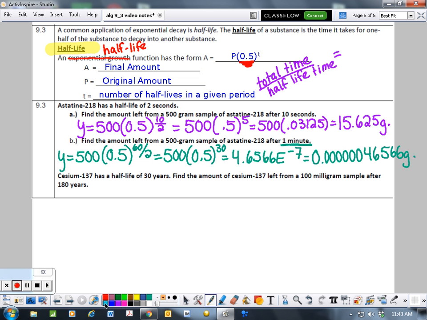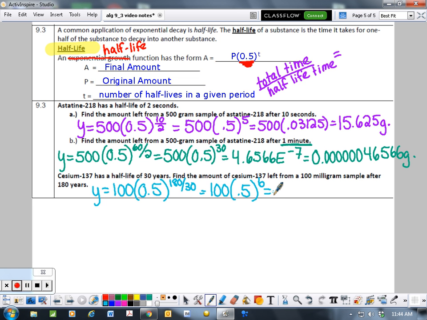So let's look at our next one, our last one for today. Cesium-137 has a half-life of 30 years. Find the amount of cesium-137 left from a 100 milligram sample after 180 years. So y equals, I have a 100 milligram sample. I'm working on a half-life. And my total time is 180, and my half-life time is 30. So this becomes 100 times 0.5 to the, well, what's 180 divided by 30? Pretty sure it's 6. Yep, 6th power.